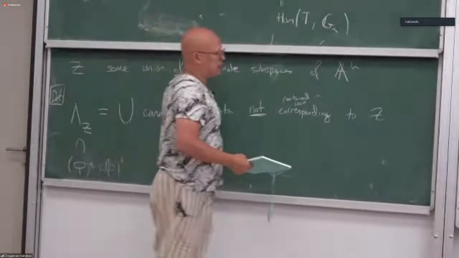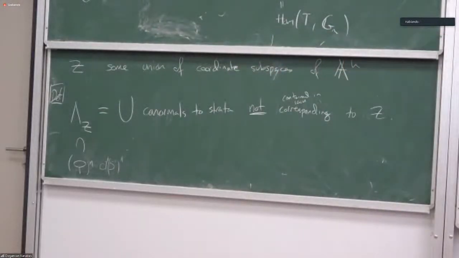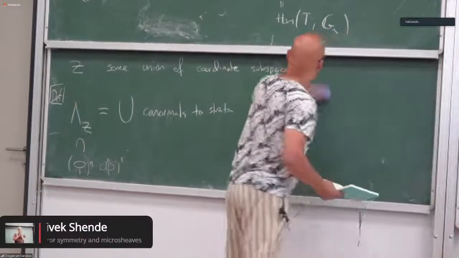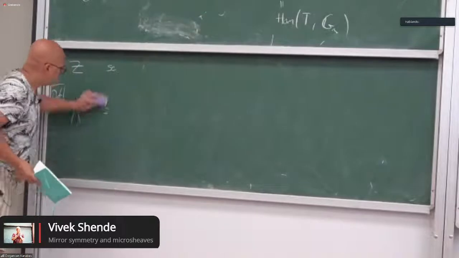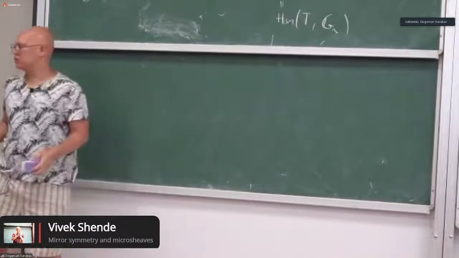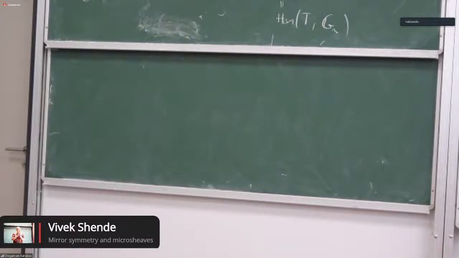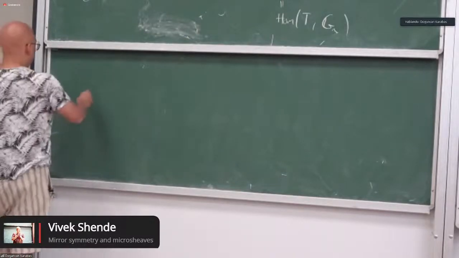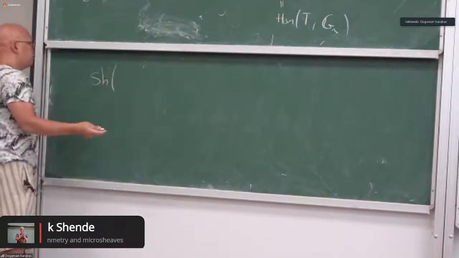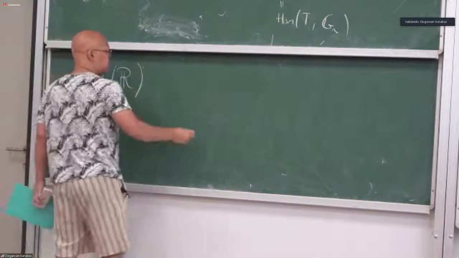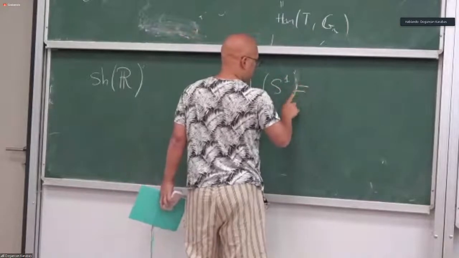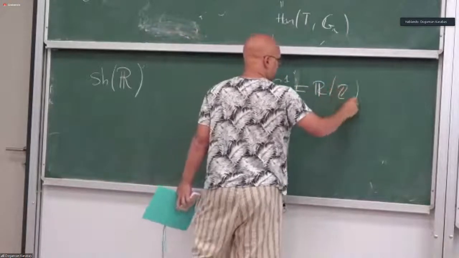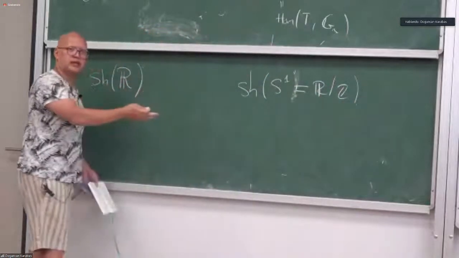So why am I doing this? We'll come back to that in a second. But first I have to explain the basic idea of what's going to happen with this quotient, which is, if we want to think about the relationship between sheaves on R and sheaves on S1. So S1, after all, is R mod Z. But what is the relationship between these things?